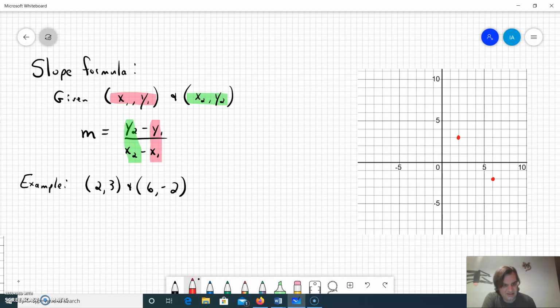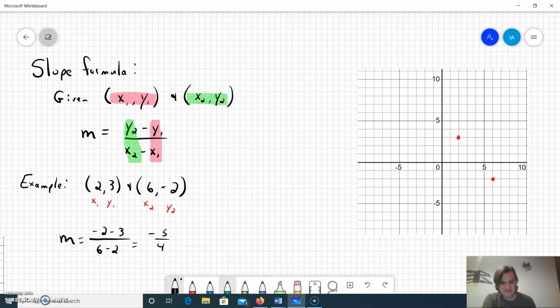So what we have here is, we'll call the 2 x1, 3 y1. So that's our first point. 6 is x2, negative 2 is y2. So let's set up our formula. M equals negative 2 minus 3 over 6 minus 2. So that gives me negative 5 over 4.